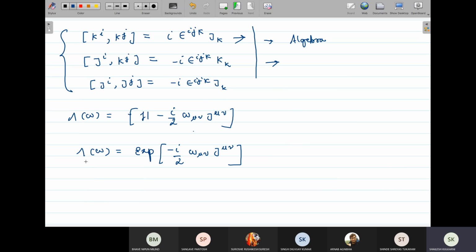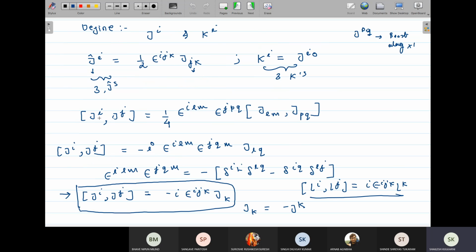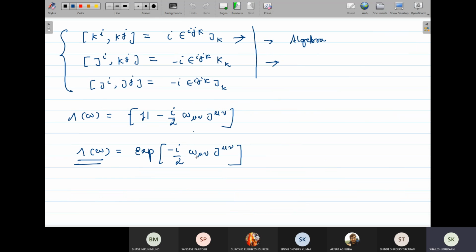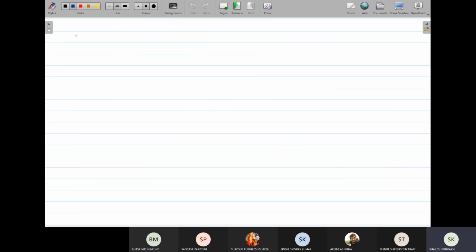And I want to write this omega in terms of Ji and Ki. Remember how Ji is defined? Ji is defined through half epsilon ijk Jjk, and Ki is J i0. So I can easily write this relation in terms of Ji and Ki. Let us see how to do that. Let us concentrate on omega mu nu J mu nu. This will be equal to omega ij Jij plus 2 times, see what is going to happen.